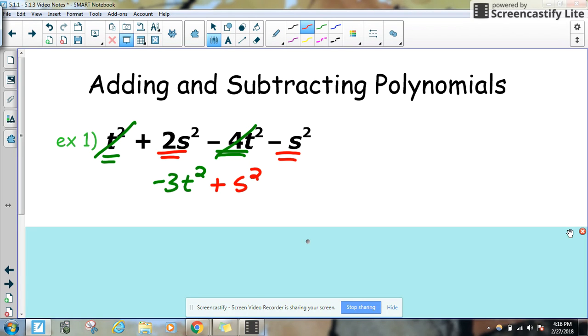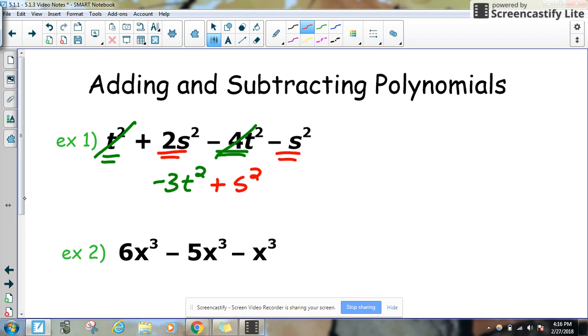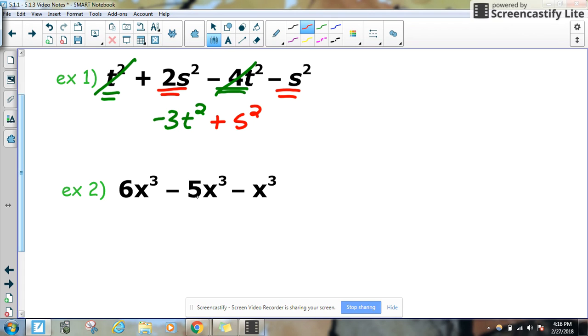All right, let's try another example. So let's look at this one. This one is 6x to the third power minus 5x to the third power minus x to the third power. Well, they all have the same exponent. These are all like terms. You can actually add them all together. So you've got 6x to the third minus 5x to the third, which gives you 1x to the third. And then if you minus another x to the third, you actually get nothing. Everything cancels. So the answer is 0.